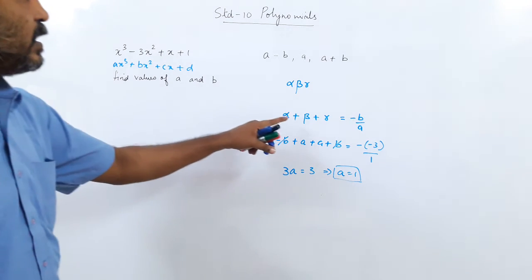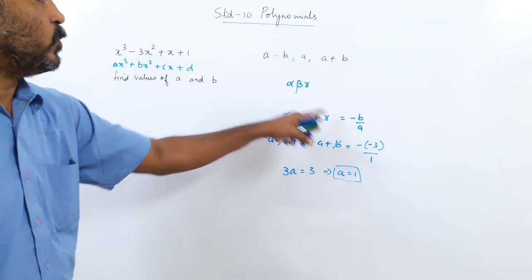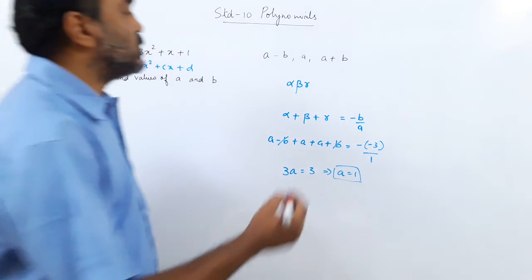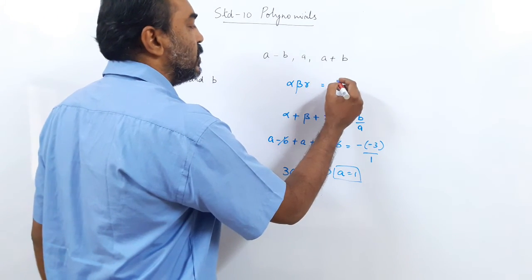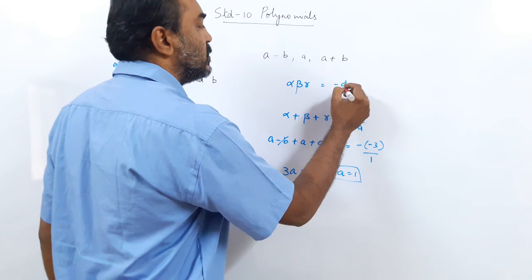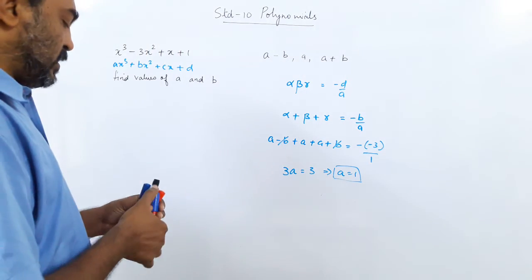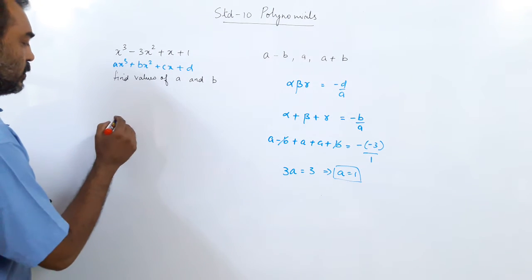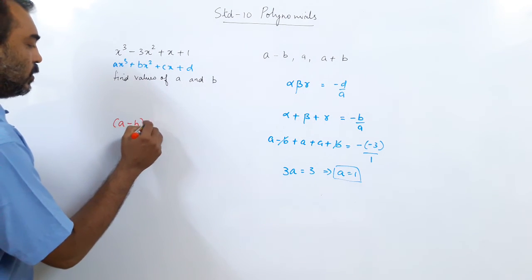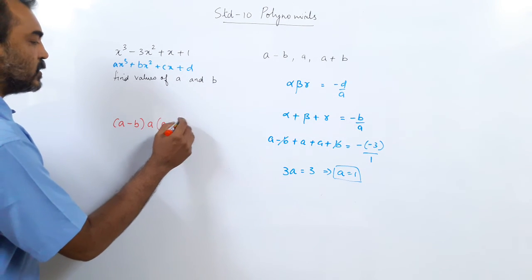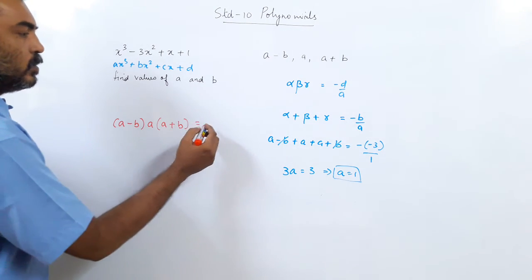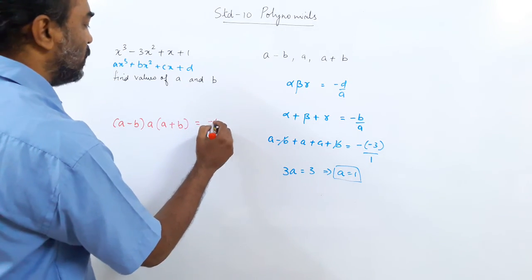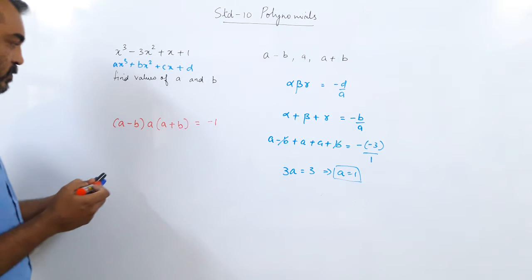Okay, so what we used here is alpha plus beta plus gamma is minus b upon a. We are given the zeros and we got a equal to 1. Now we use alpha into beta into gamma. What is that? That is minus d upon a. So let us see what this alpha beta gamma is. We will do the multiplication: a minus b into a plus b into a, equal to minus d upon a. So d is 1, so minus 1 upon 1 is minus 1.